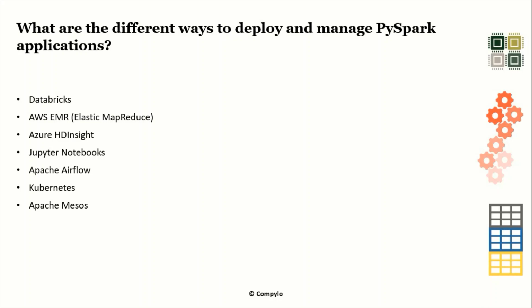AWS EMR, that is Elastic MapReduce, is a managed service that simplifies running big data frameworks like Spark on AWS. We can launch Spark clusters, manage scaling, and monitor job execution using the AWS Management Console or CLI. EMR also integrates with other AWS services.